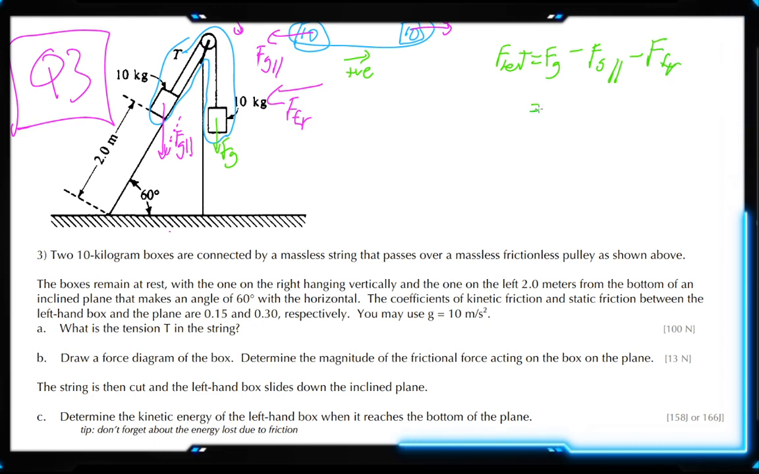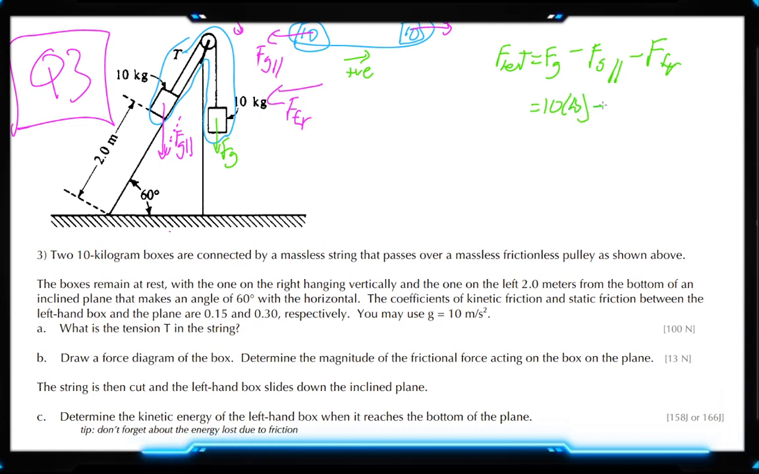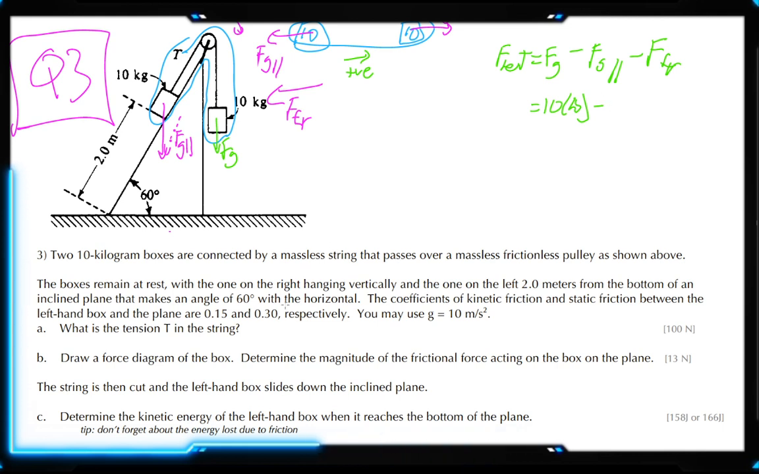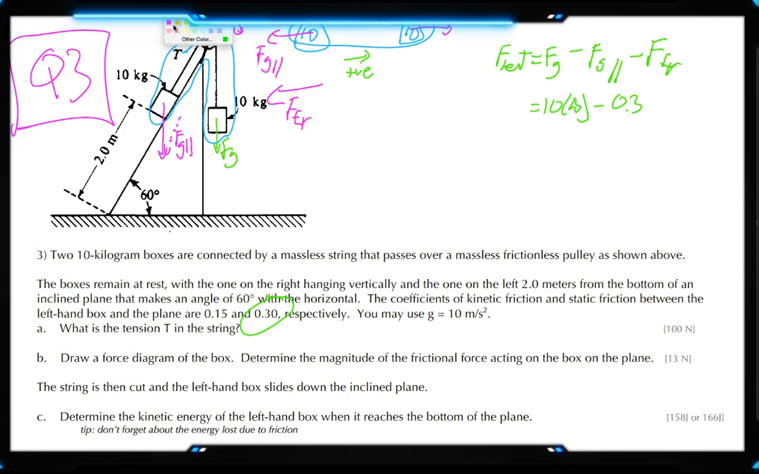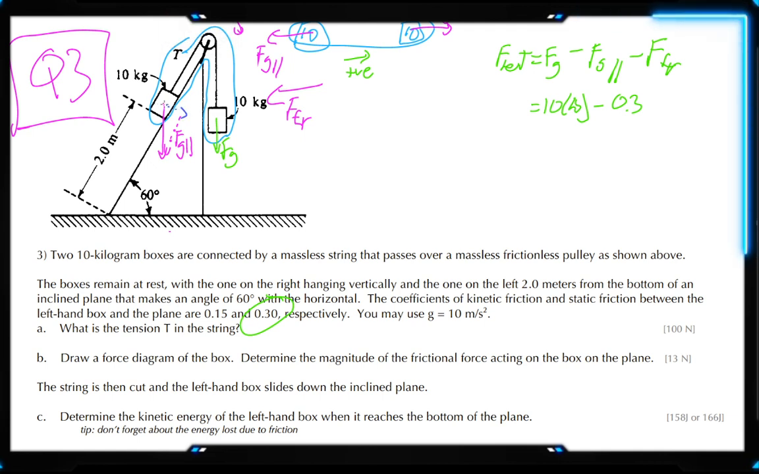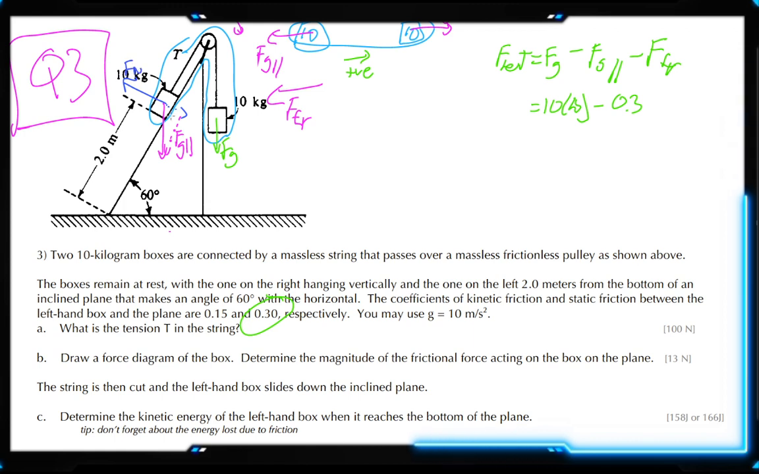Okay, what are those forces? Well, there's mg of the 10, so 10 times 10. There's the gravitational parallel component. And the friction force is going to be mu, because it's static, 0.3 times Fn, which requires a little bit of drawing of triangles. So there's this component here of gravity. That component is being balanced by the normal force right here.